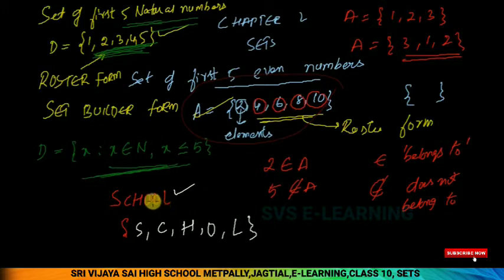Please observe, I'm not writing O twice here, because the elements in a set are distinct. They cannot be repeated. So I'm going to write S, C, H, O. One more O is there, but I'm not going to repeat O because I've already taken O here. And then I'm going to write L. So you have to remember that a set is a distinct collection of elements. A set has distinct elements. None of the elements in a set is repeated.